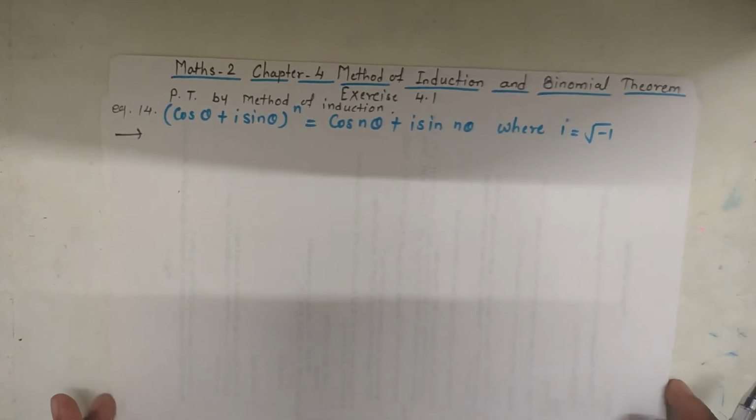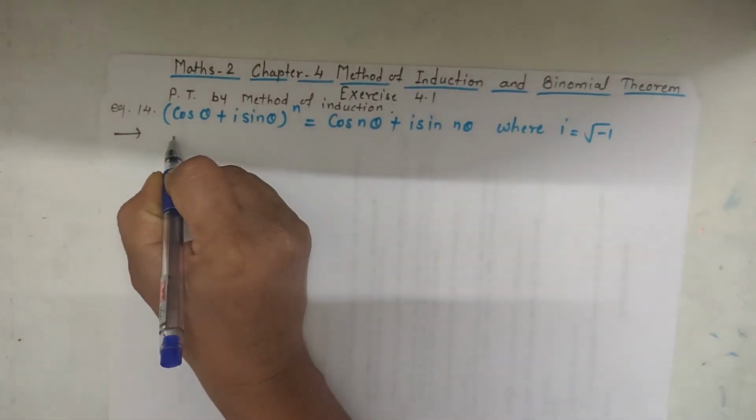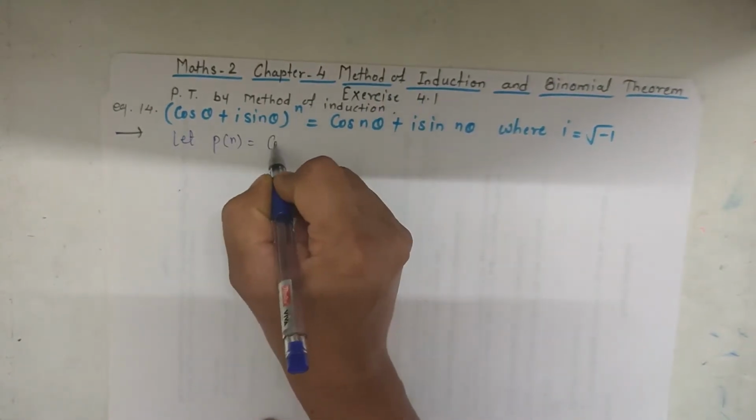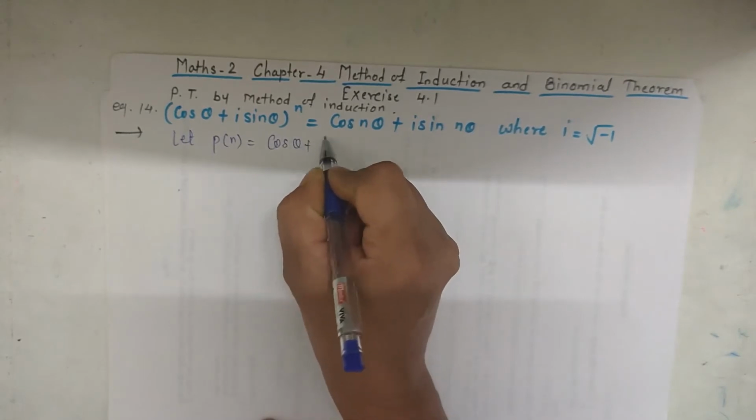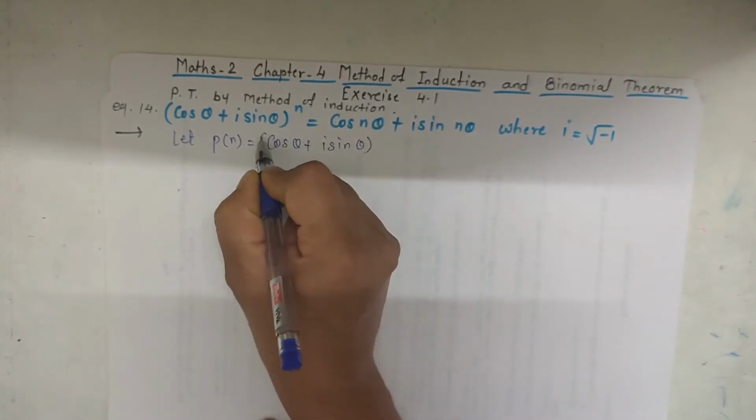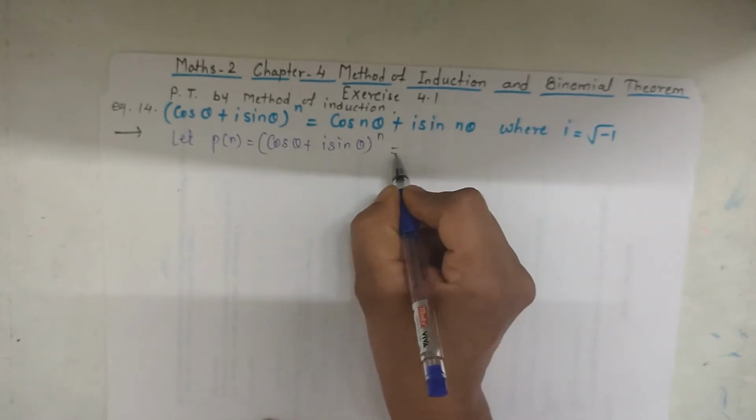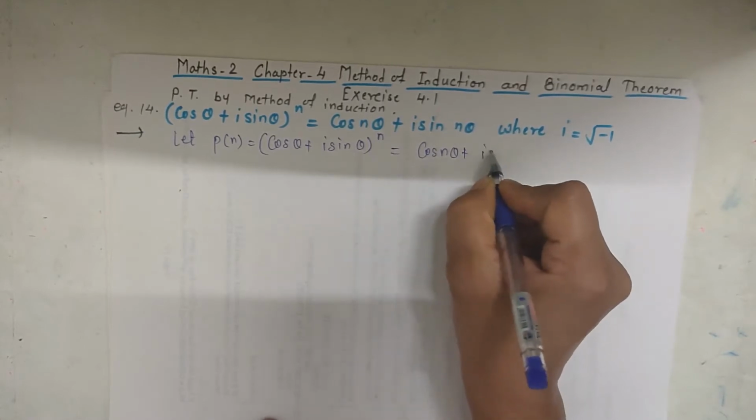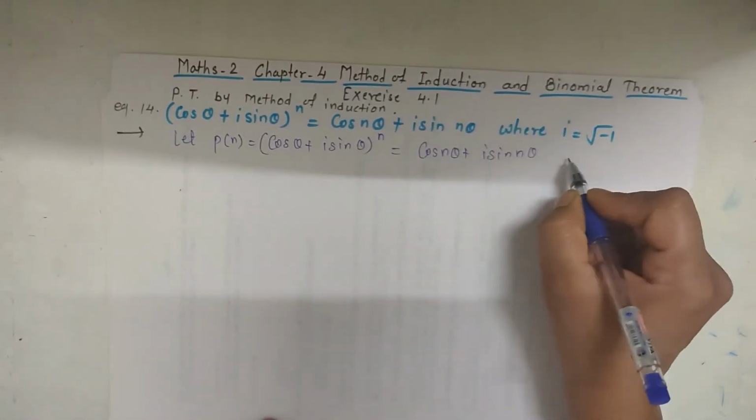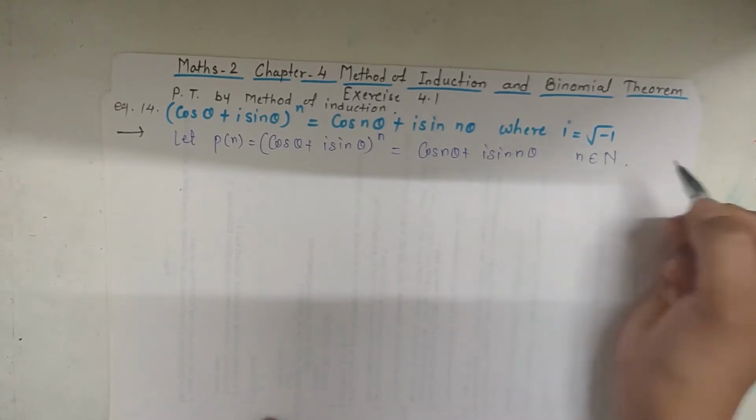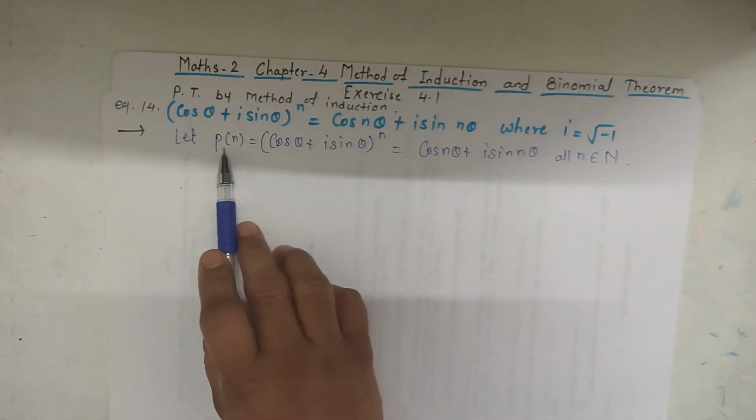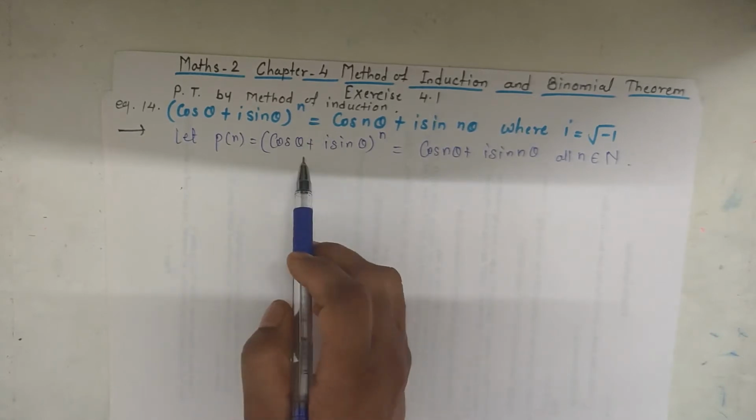So let us consider the statement P(n): (cos theta + i sin theta)^n = cos n theta + i sin n theta, where n belongs to the natural numbers, for all n belonging to the natural numbers. Here we write P(n) equal to the given statement.